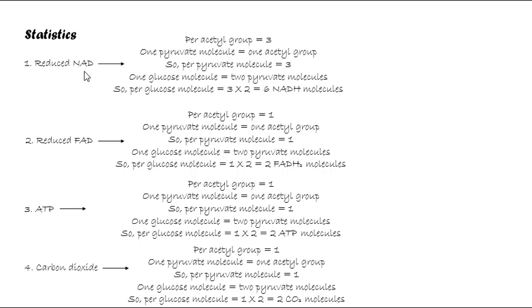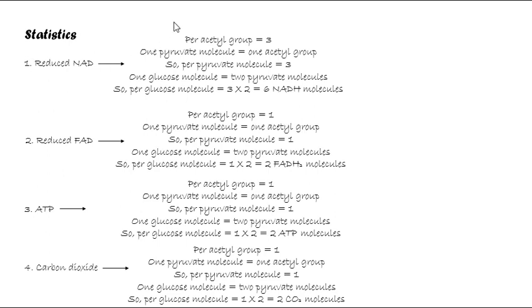So now that you are clear on how the Krebs cycle works, you also need to know the amounts of the different compounds produced during the Krebs cycle. So let's take a look at that now. These are the 4 main compounds produced during the Krebs cycle, that is reduced NAD, reduced FAD, ATP and carbon dioxide. So let's take a look at reduced NAD first.